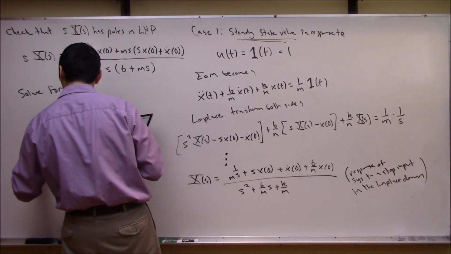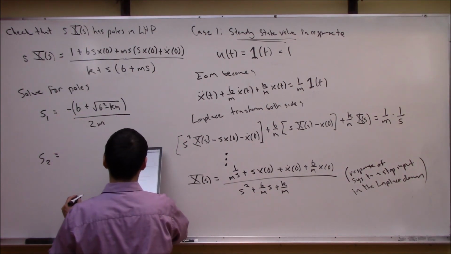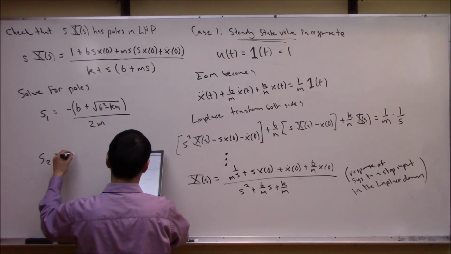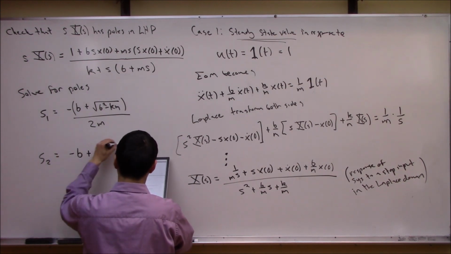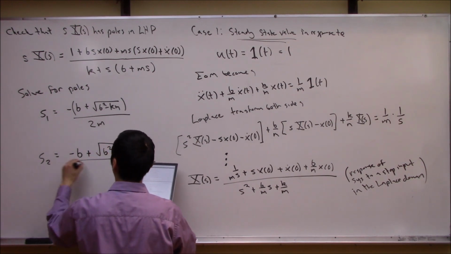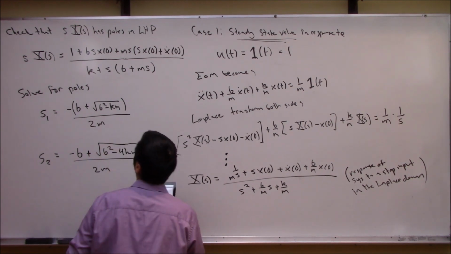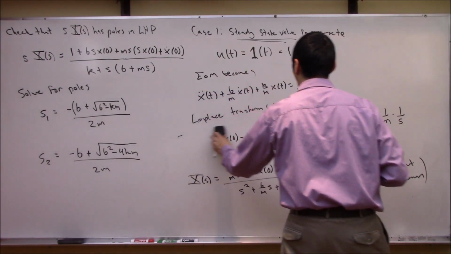And the second pole is basically its complex conjugate, as you would expect here, right? Negative b plus square root of b squared minus 4km all over 2m. Okay? So let's go ahead and erase some of this here.